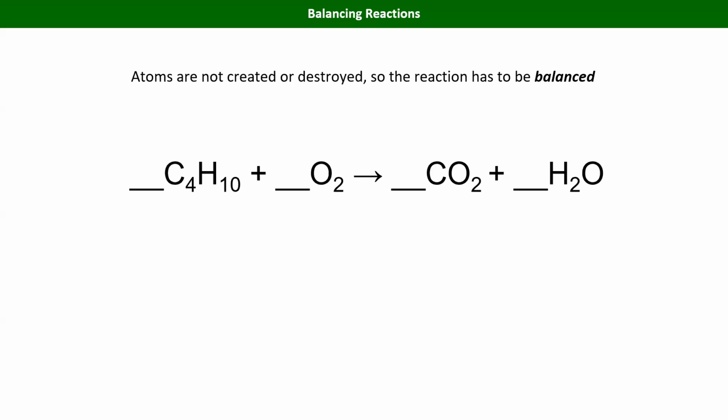We've got 8 oxygens there, plus another 5. So we need 13 oxygen atoms. Can we do that? Not with a whole number, right? We don't deal with partial molecules. So basically, we have an odd number of oxygens on the right-hand side, and we can only add an even number of oxygens over here.